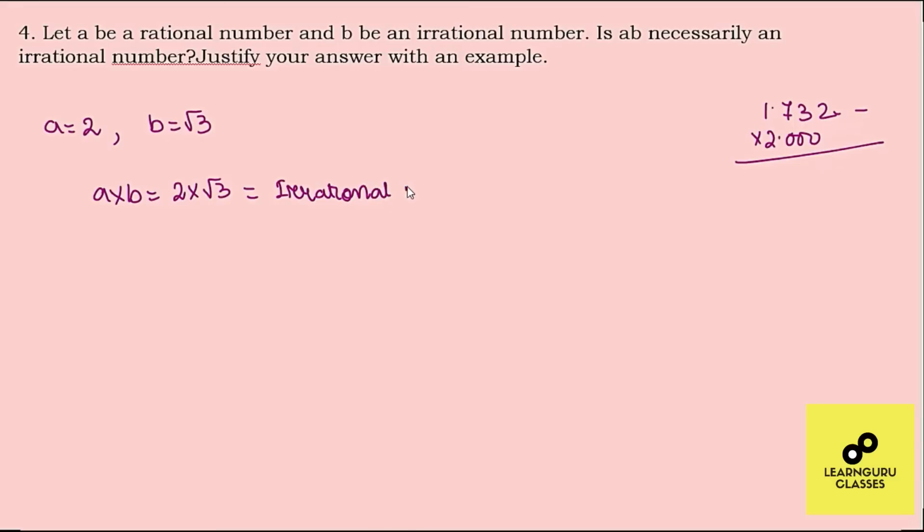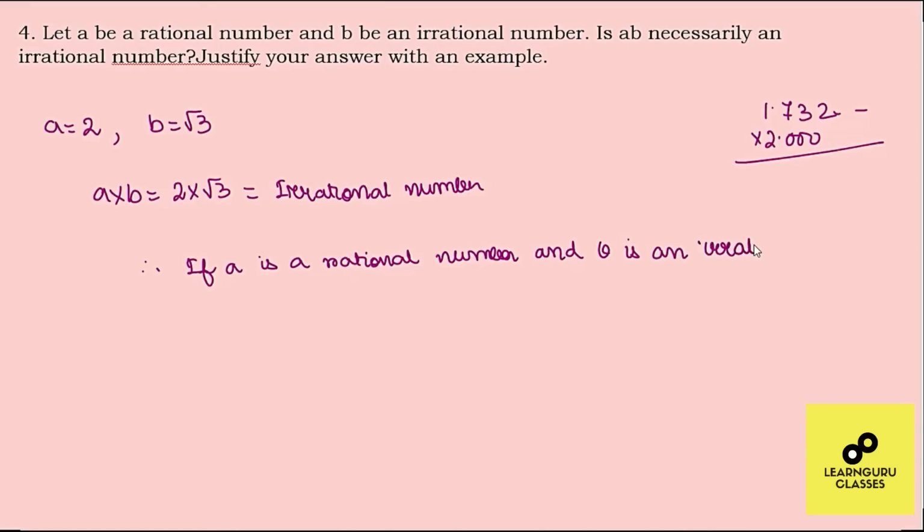Therefore, if A is a rational number and B is an irrational number, therefore AB will be an irrational number.